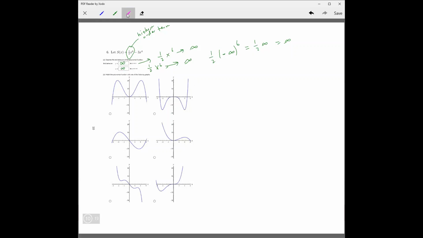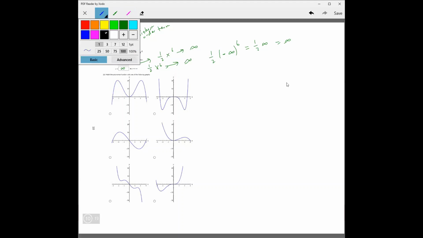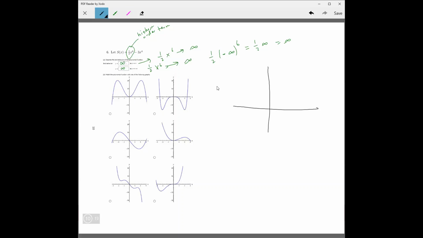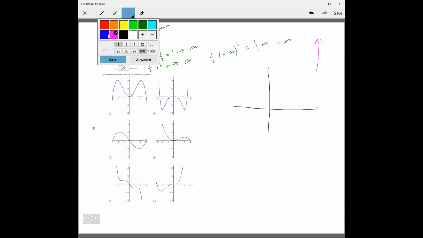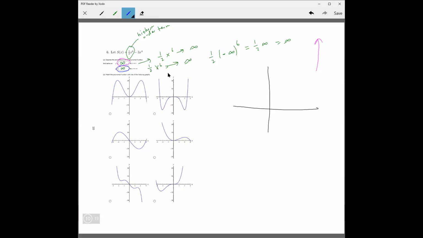So what does this mean? This right here means, if you have the graph, as you go to the right, that goes to infinity. Let me try to break this down for you. This part right here means that as you go to the right, eventually you're going to be going up to infinity. On the other hand, this one right here means that as you go to the left, you're also going to infinity. So it's got to be right there.